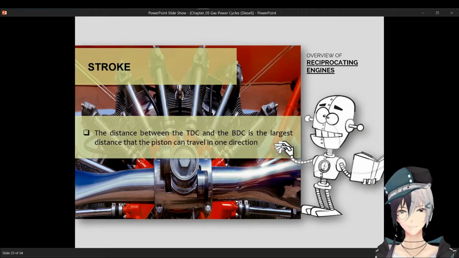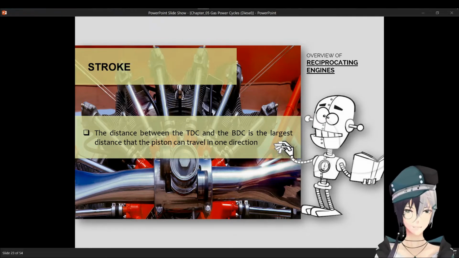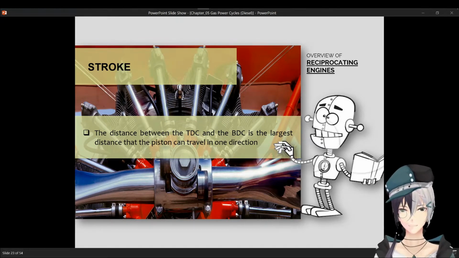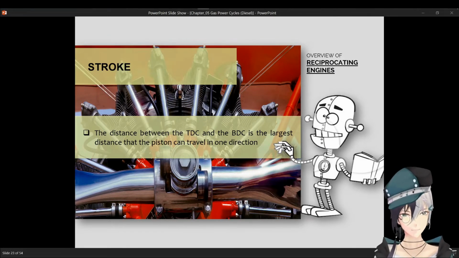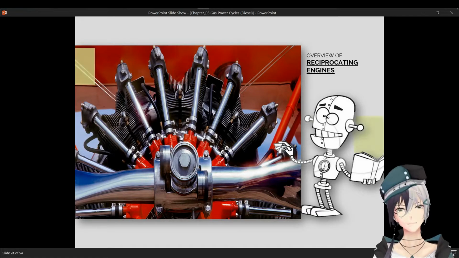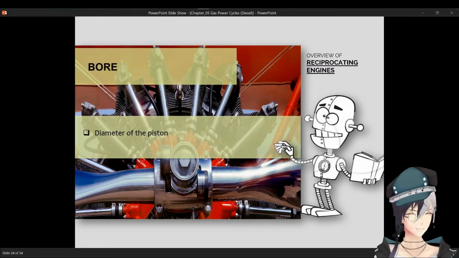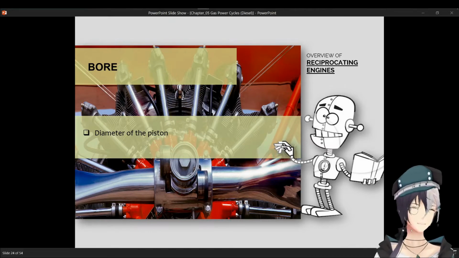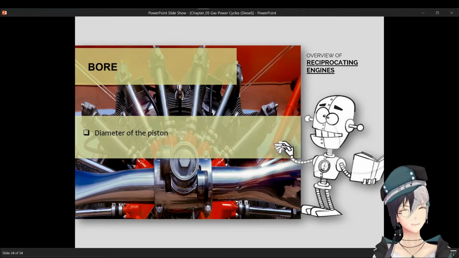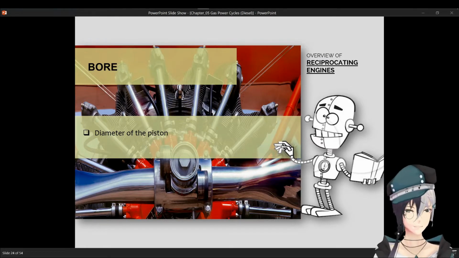As I've said, the distance between the top dead center and bottom dead center is the largest distance that the piston can travel in one direction, and it is called stroke. And bore is the diameter of the piston, or sometimes they say it's the inside diameter of the cylinder.